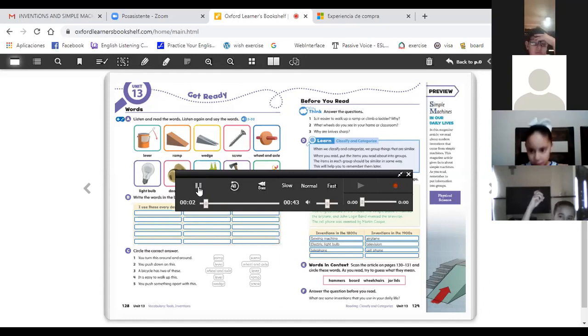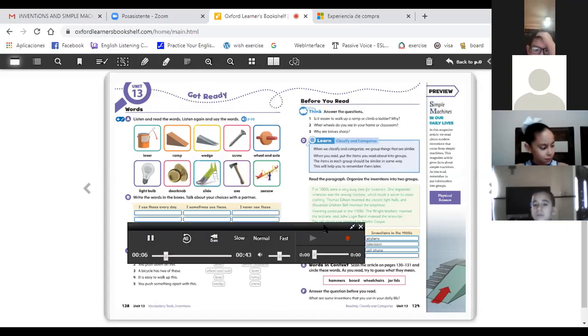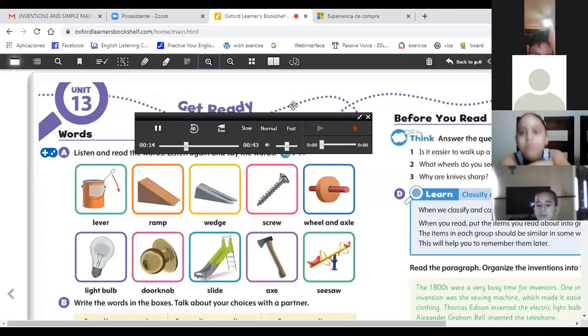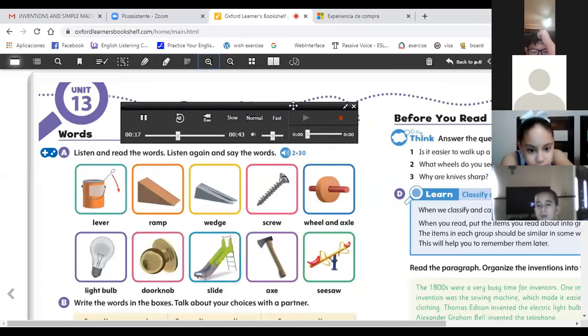8. Unit 13. Thank you. Get ready. Words. A. Listen and read the words. Listen again and say the words. Level. Listen first. Wedge. Screw. Wheel and axle. Light bulb. Doorknob. Slide. Axe. Seesaw.